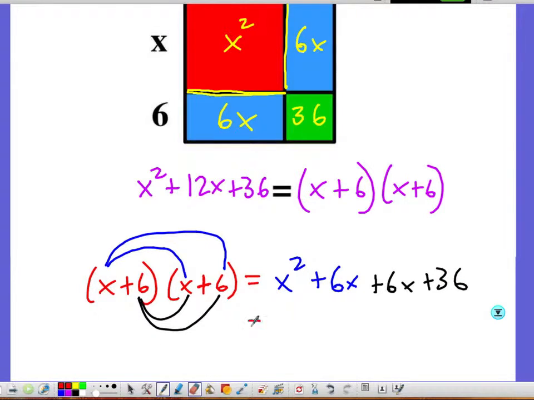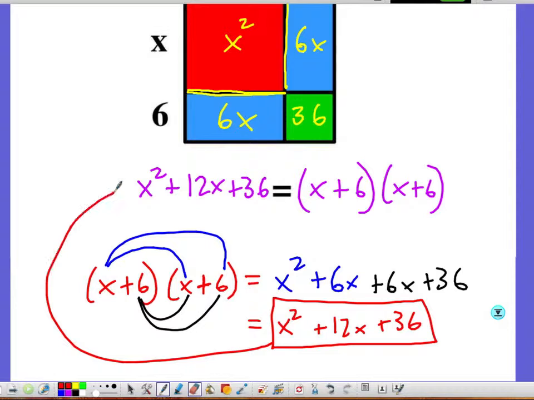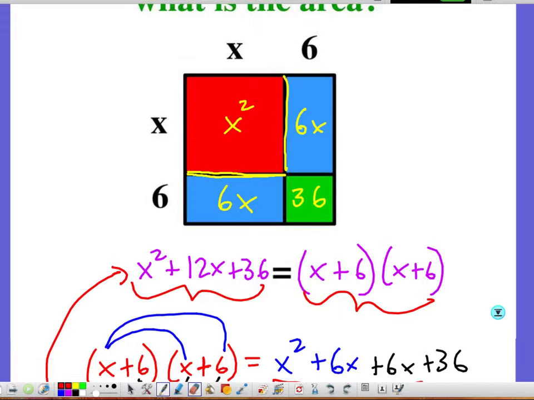Now when I combine like terms, I get x squared, 6x plus 6x gives me 12x plus 36. Take a look at this. It's exactly the same thing that I get here. So in fact, these two expressions are the same thing and the equation is true. Okay.